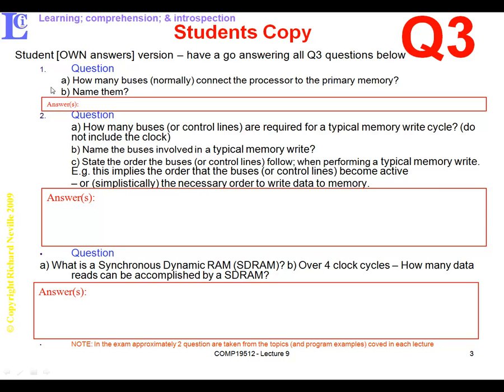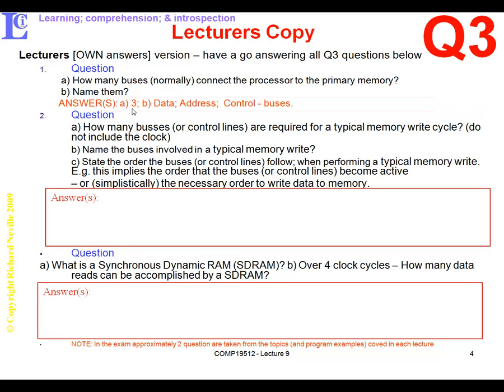So the first question in Q3 and Q1 is how many buses normally connect the processor to the primary memory, and then name them. If I give you a few minutes to think about that. So in this construct of how many buses normally connect the processor to the memory, how many buses are there then? Well, there are 3 buses in all, and that's aligned to a particular type of data transfer on each bus.